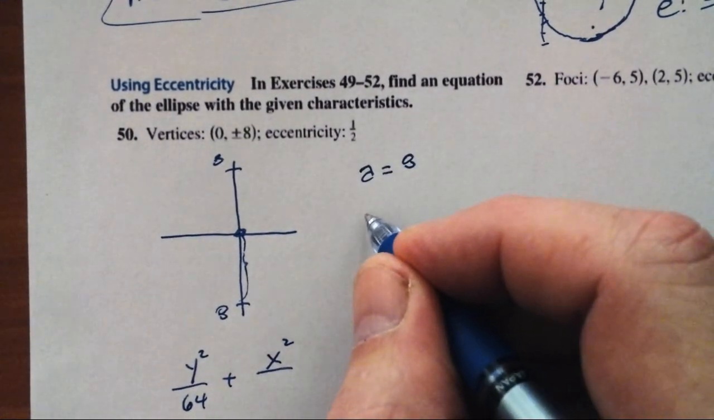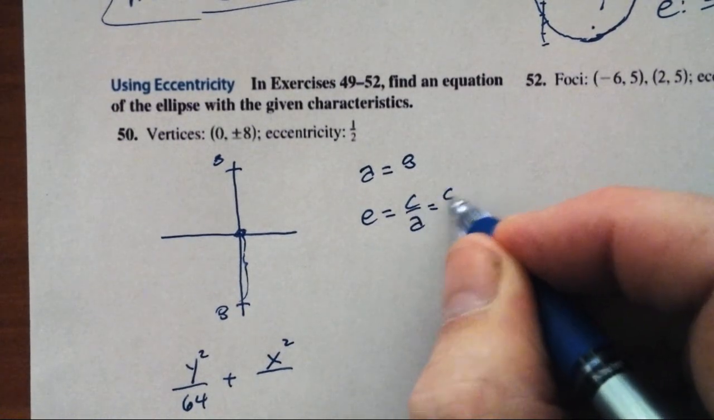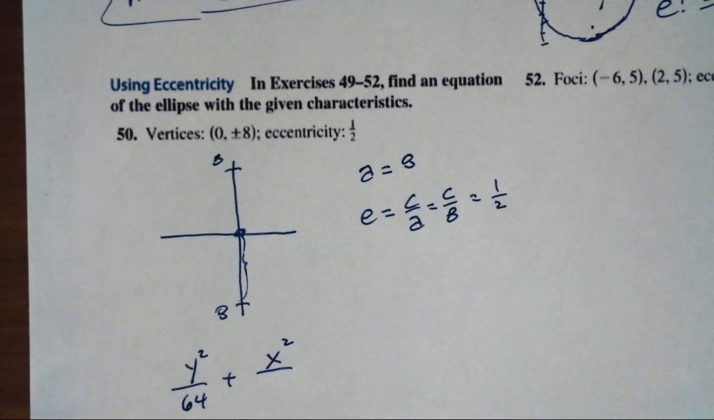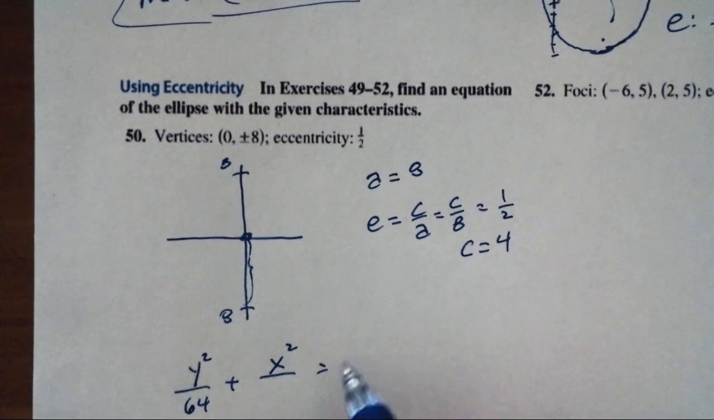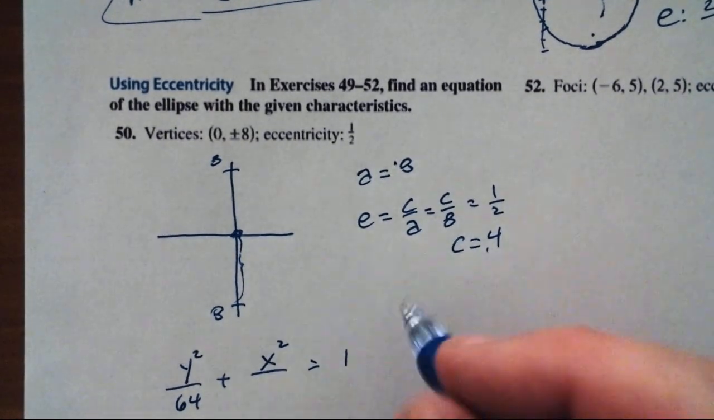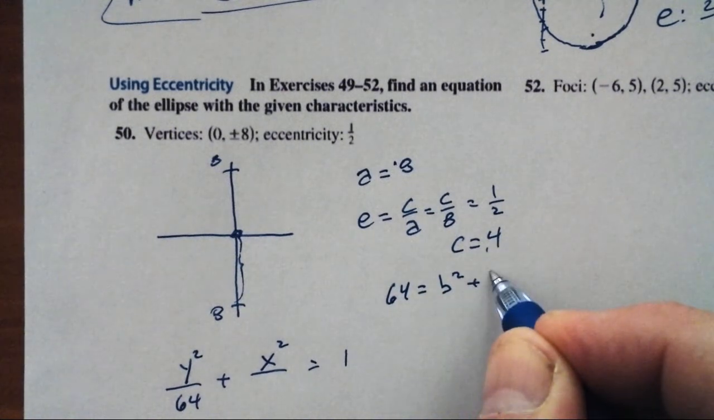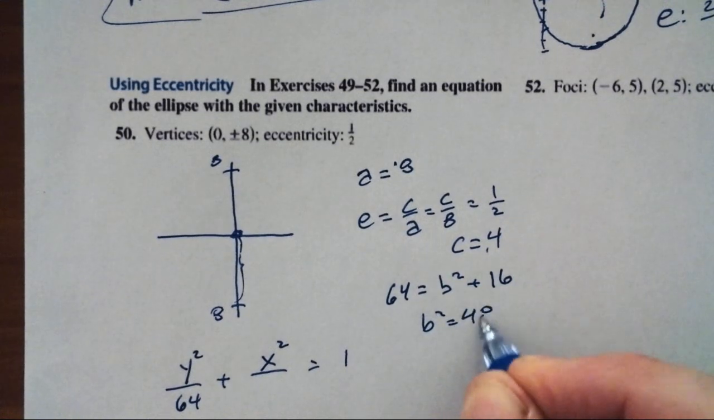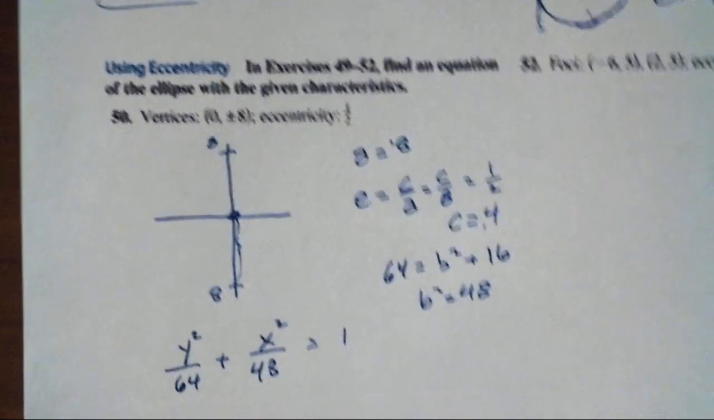And I know eccentricity equals C on A, or C on 8, and that is 1/2, which tells me that C is 4. Well, I don't care about C, I want to find B. Well, I've got A and I've got C. And A squared equals B squared plus C squared. So B squared by subtraction is 48. And there's our equation.